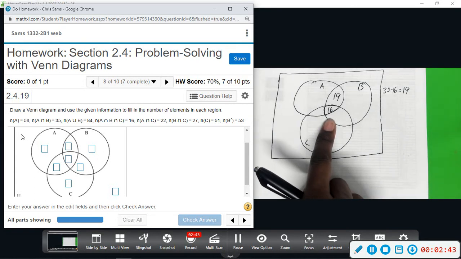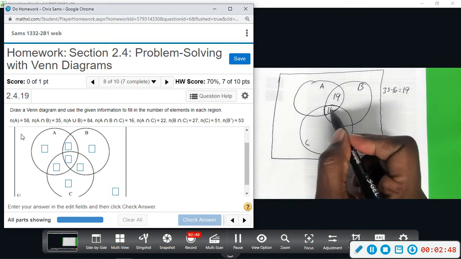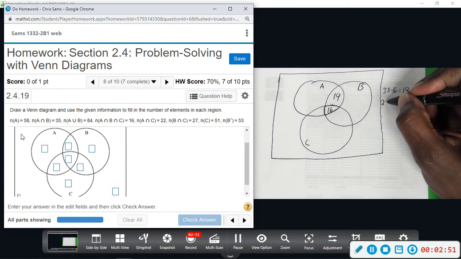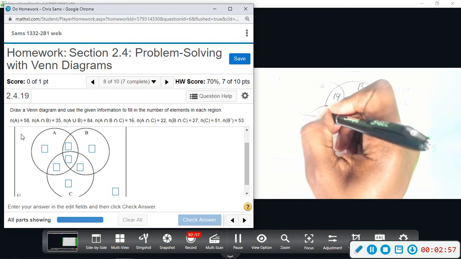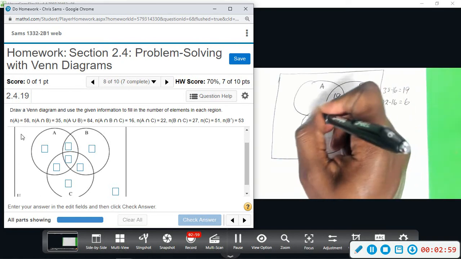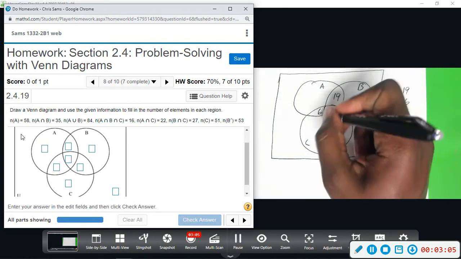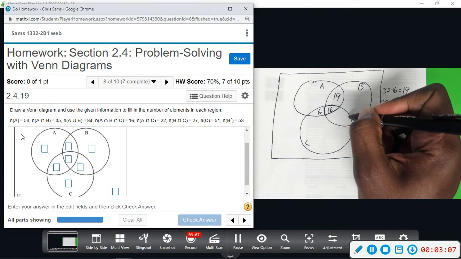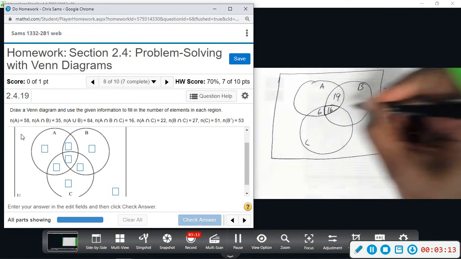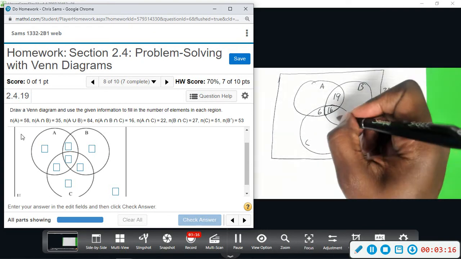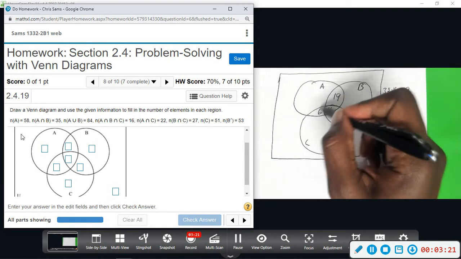Alright, so now we're going to look at A and C, this part right here. We're told A and C is 22. If we have 22 total, we already have counted 16. That will leave us with 6. So 6 plus 16 for A and C will give us 22. And then B and C, this part here, is 27. So we do 27, take away 16, because we already counted 16, which leaves us with 11. Okay, so we've got the very center, A intersect B, A intersect C, and B and C.